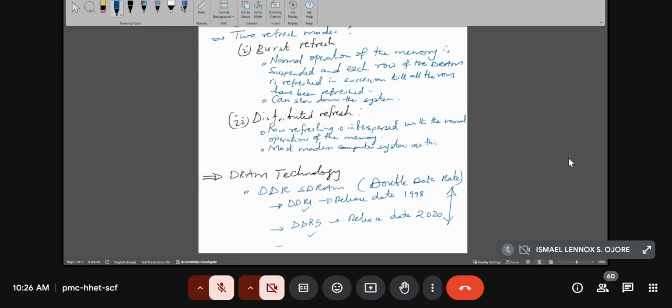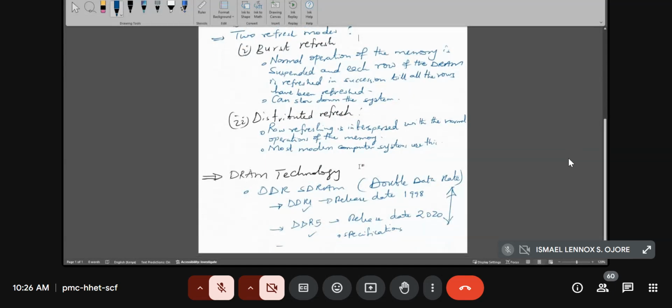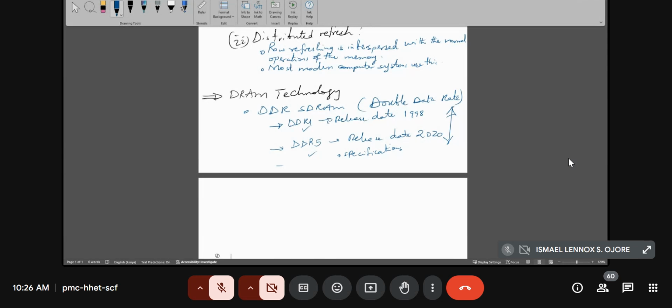So what is double data rate? What are the various specifications, especially of the latest DDRs, so either DDR4, DDR5, DDR6? You can investigate and read more on their specifications and the data rates and the clock speeds involved with that. But because of time, we will not be spending time there because that information is easily available.